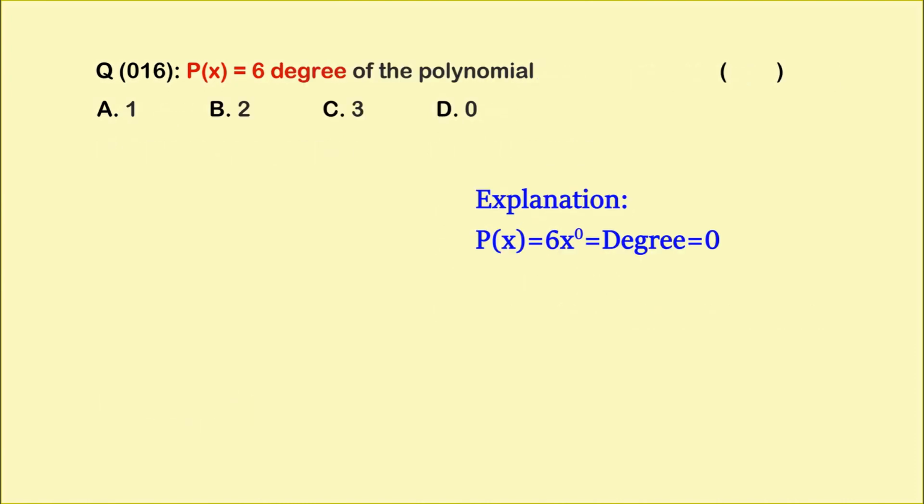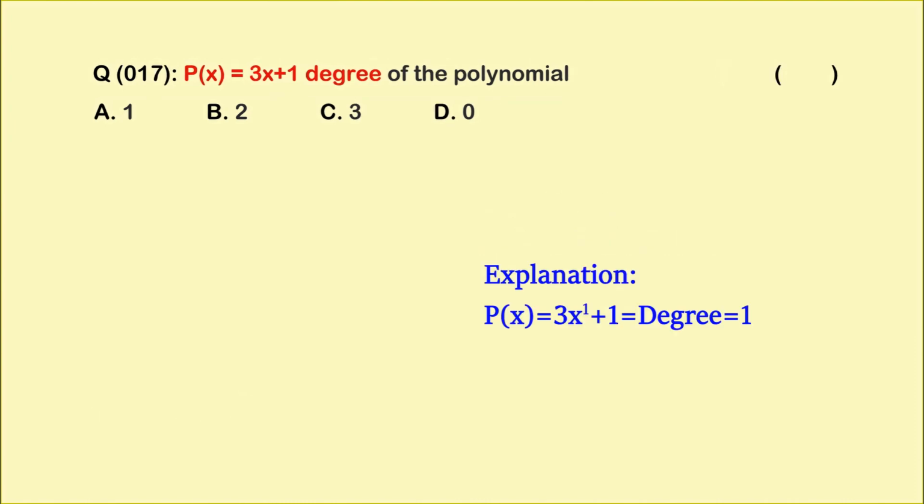Question number 16. P of x is equal to 6. In this one, what is the degree of this polynomial? As you know, 6 is written as 6x to the power of 0. So here the power of x is 0. So the degree is 0. So the right answer is D. Question number 17. P of x is equal to 3x plus 1. What is the degree of the polynomial? As you know, 3x to the power of 1 plus 1. So x has power 1. So it has the degree 1. So the right answer is A.